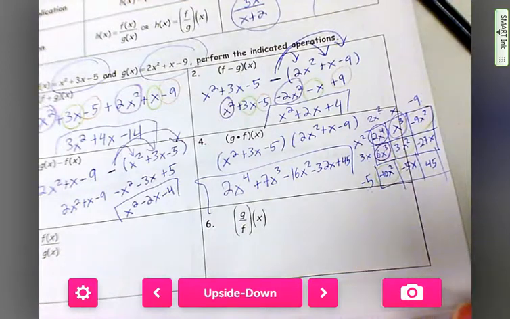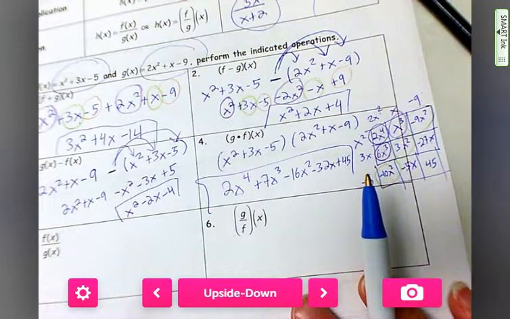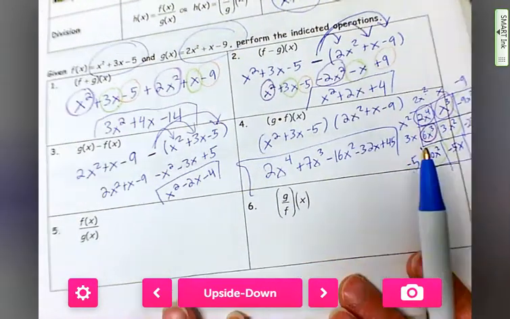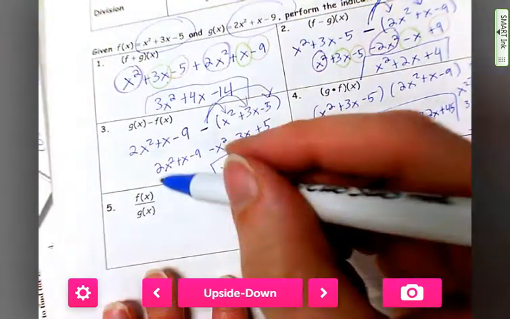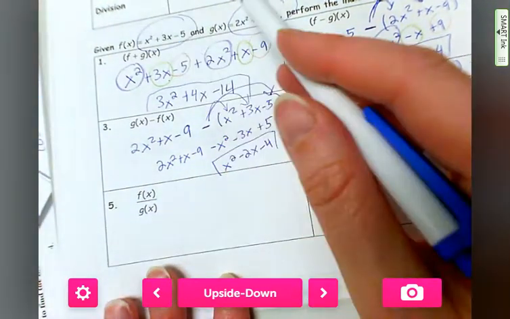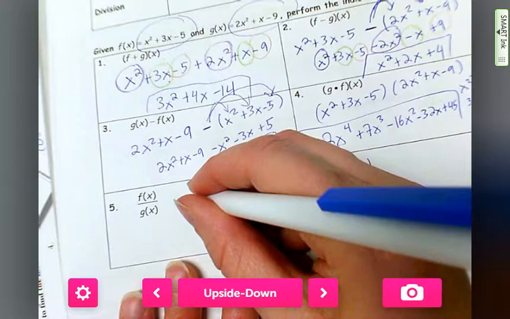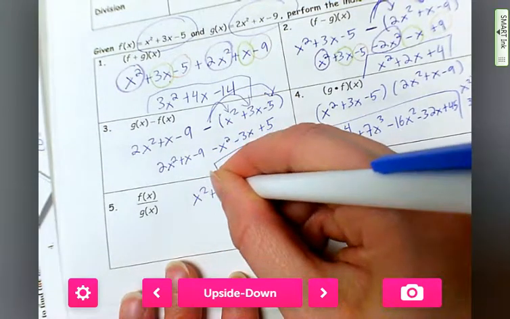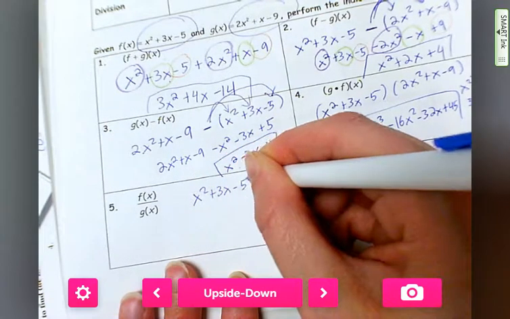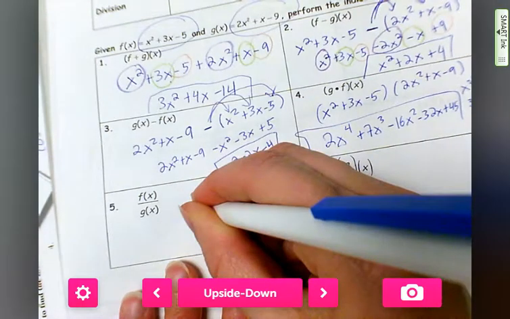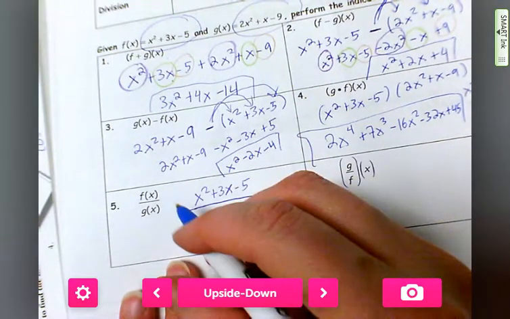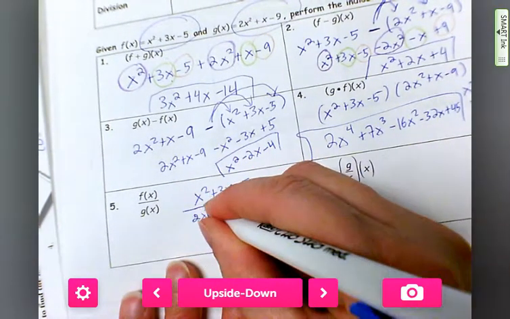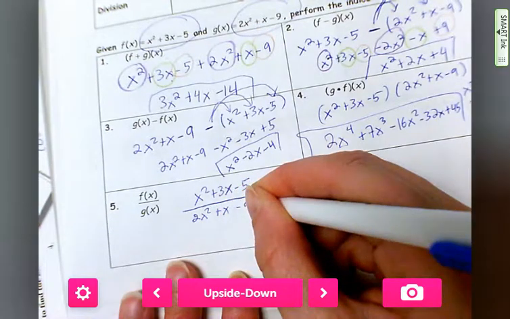So let's go ahead and do a division one. We've got f of x on top, g of x on the bottom. So f of x is x squared plus 3x minus 5 all over 2x squared plus x minus 9.